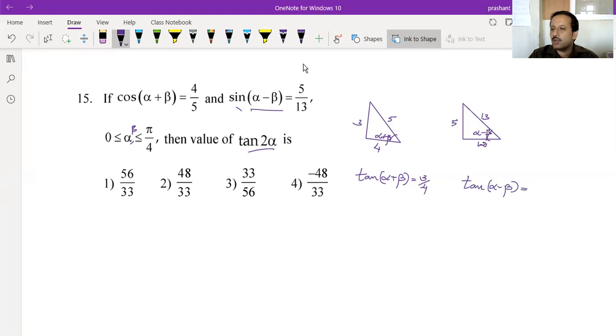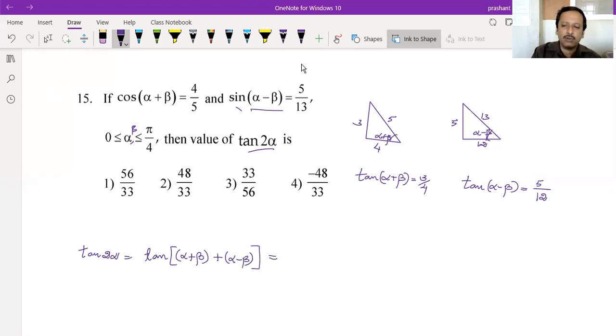So then I'll find out what is tan(alpha minus beta). It has to be positive only, because already we know that alpha plus beta as well as alpha minus beta are in the first quadrant. So tan(alpha minus beta) will be equal to 5 divided by 12. Okay. So now coming to what we need, tan 2 alpha, right? I'm writing tan 2 alpha as tan of (alpha plus beta) plus (alpha minus beta).